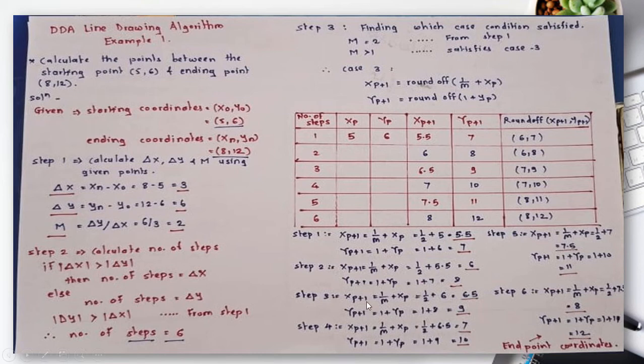So step 3, xp plus 1 will be 1 by 2 plus 6 is equal to 6.5, and 1 plus 8 will be 9, and they will be kept here. So in this way we will calculate all the points until we get the endpoint coordinate values. So this is the first example of our DDA line algorithm.